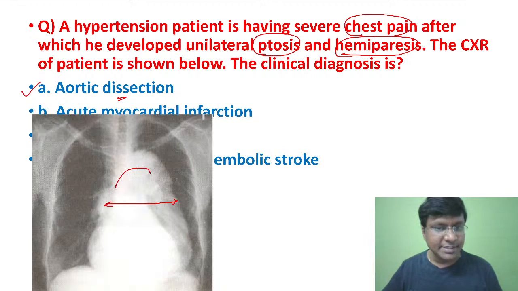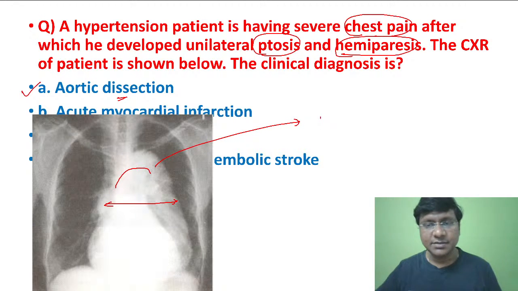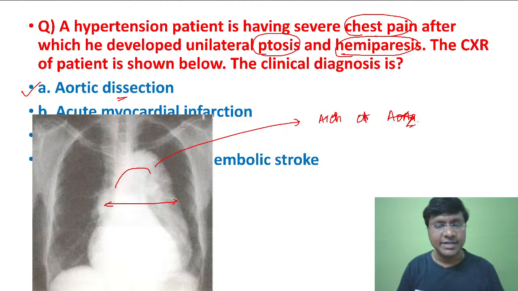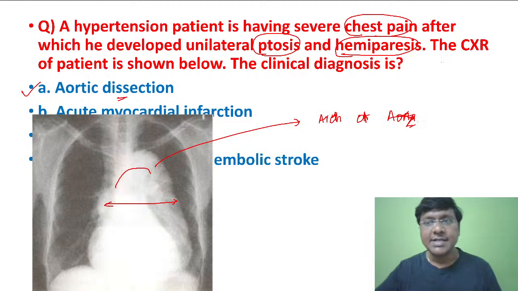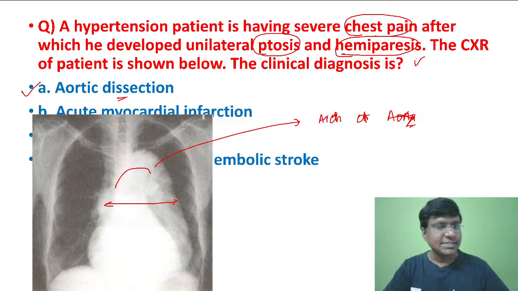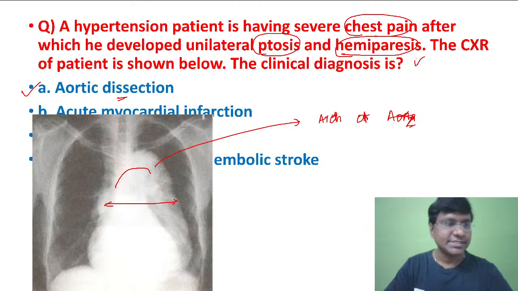Remember, if the dissection is occurring in the arch of the aorta, the blood supply to the brain will get cut off, because the carotids are the ones originating from the arch of the aorta, and thereby the individual will have hemiparesis. Okay, so the answer to this particular question is aortic dissection.